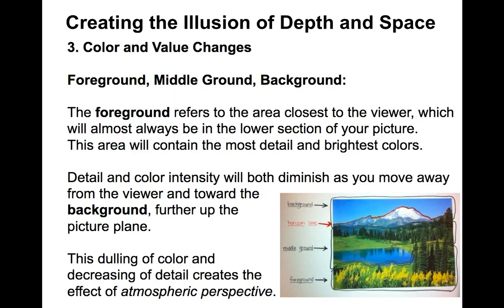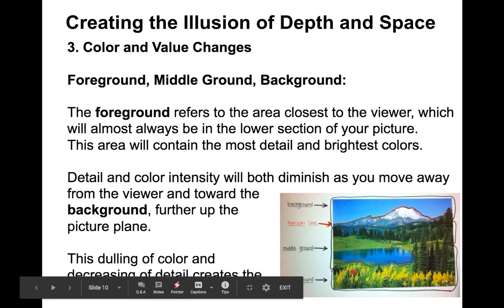And this is another example. This shows you foreground, middle ground, and background. I was just explaining what these terms are, because it does relate to atmospheric perspective, because things in the background often appear hazier. The foreground refers to the area closest to the viewer, which is up here. The middle ground is the area somewhere in the middle, and the background is usually behind the horizon line.